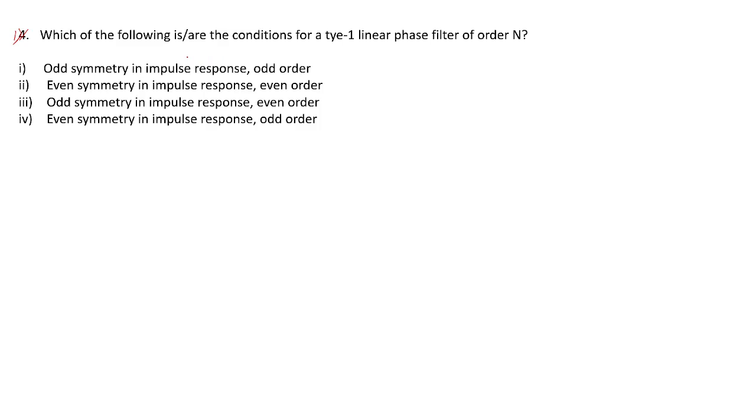It asks which of the following is or are the conditions for a, there is a typo here, it should be a type 1 linear phase filter of order n. So again, if you have followed the lectures, it's a very straightforward question, can be answered in a second, but as of now I am avoiding that. Since the question arises, we'll move into the concepts of different types of linear phase filter, and I'll write them down for revision purposes.